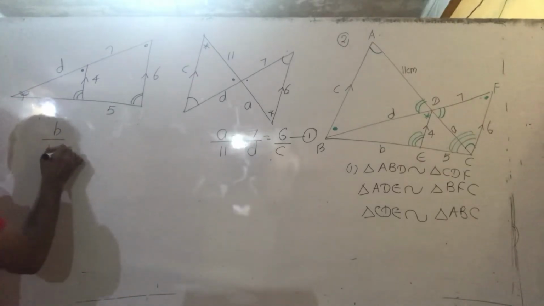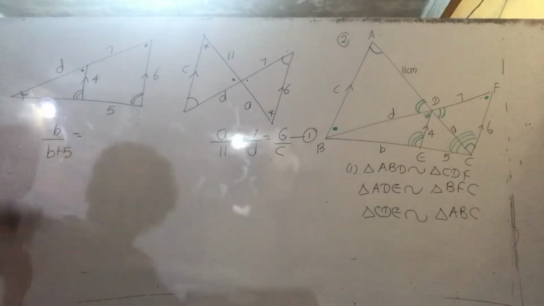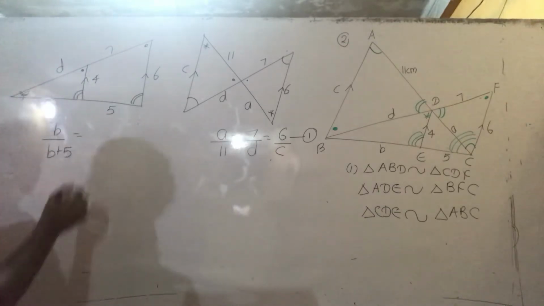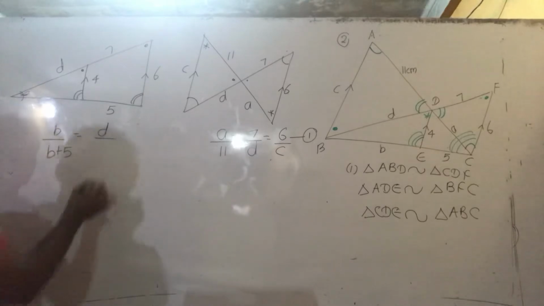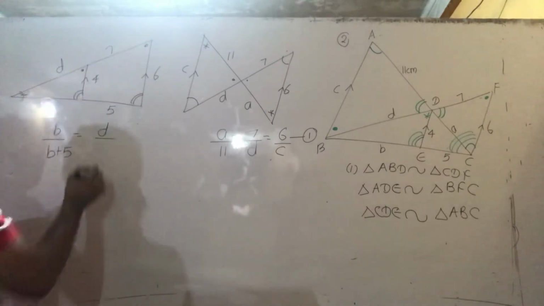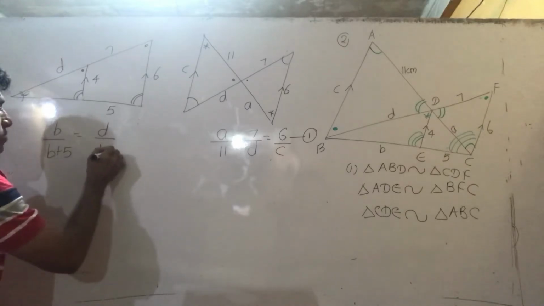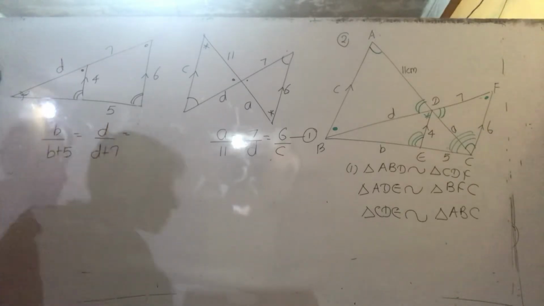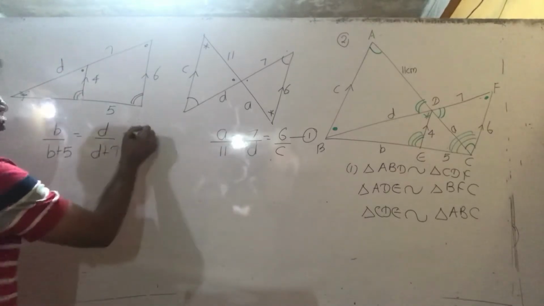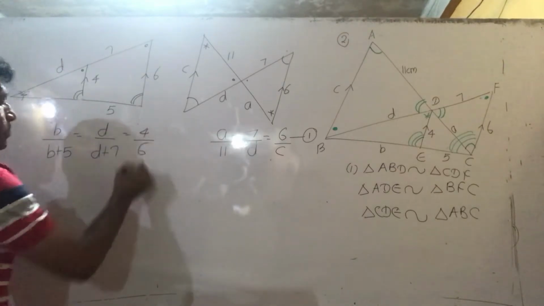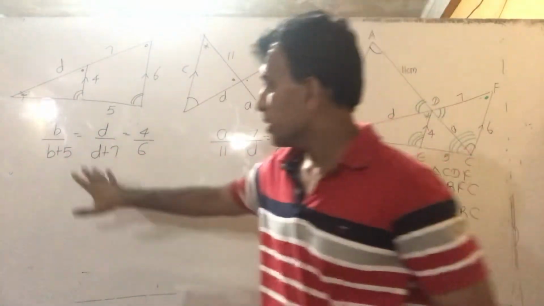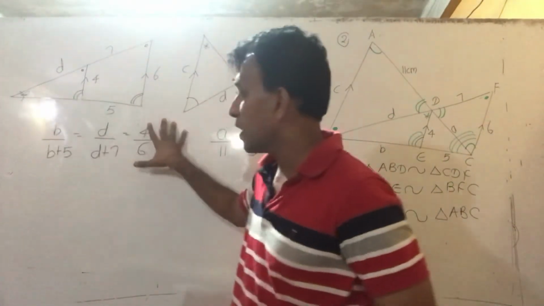B over B plus 5 equals. Now we take this angle. The small side is D over this angle equal to this. Opposite is D plus 7, right? At last, write the third ratio. Take this common angle. Opposite 4 over 6. Here you can find the answers B and D, because you just take the first and the last.